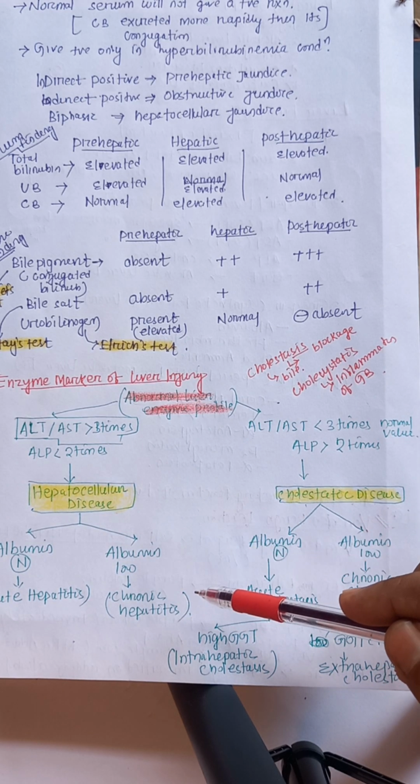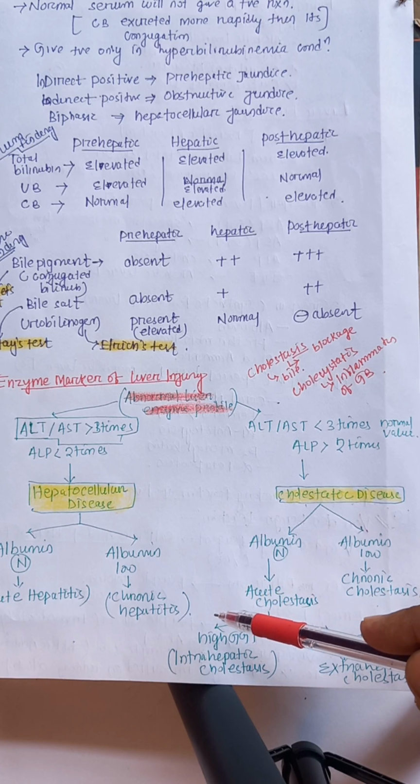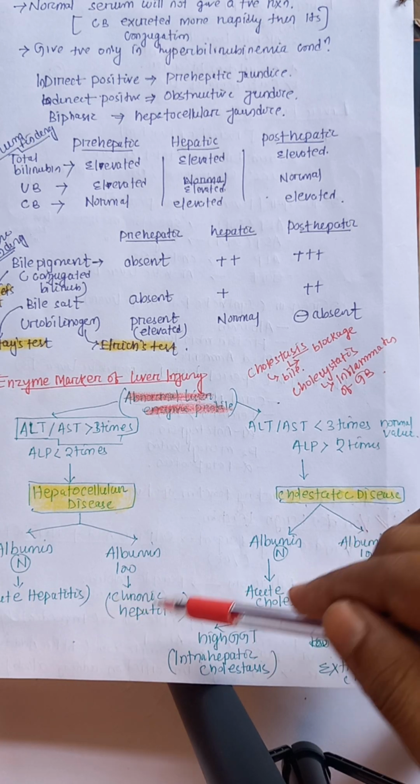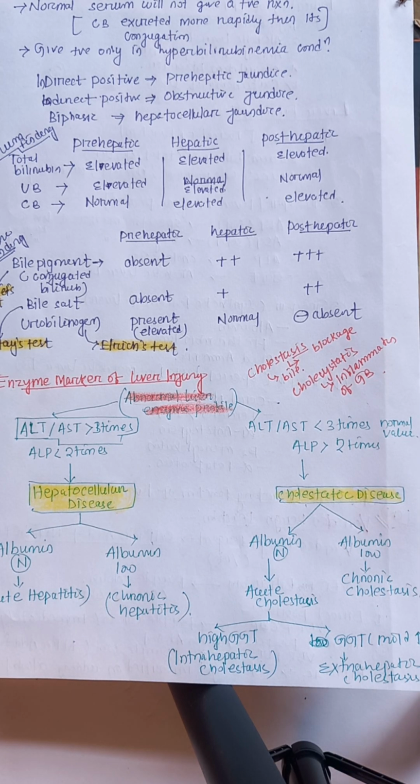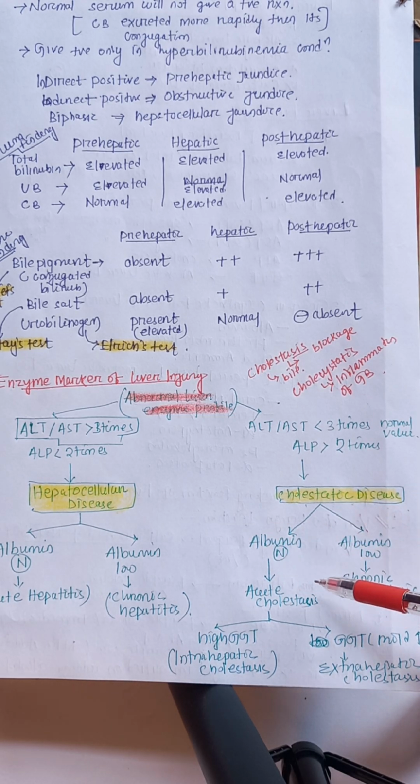Similarly, albumin low means the liver is not able to function properly, that indicates chronic hepatitis. Okay, like this you can identify it. In a similar way, in cholestatic disease, again we check the liver functions. If albumin is normal, that means the liver is functioning well, that causes acute cholestasis, and if albumin is low, it's chronic cholestasis.